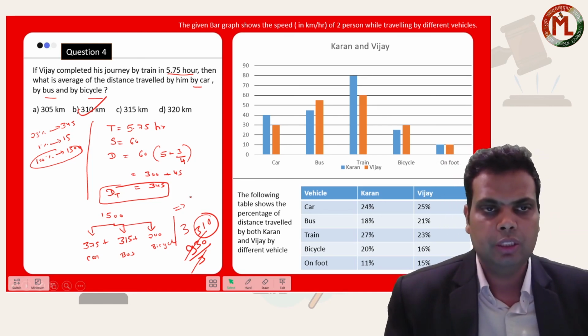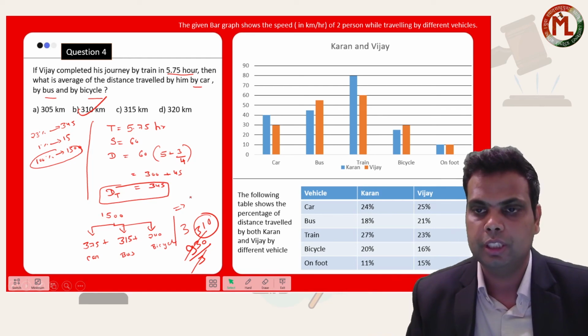Fine. So that's for today's session. This is the DI based on speed, distance, time.